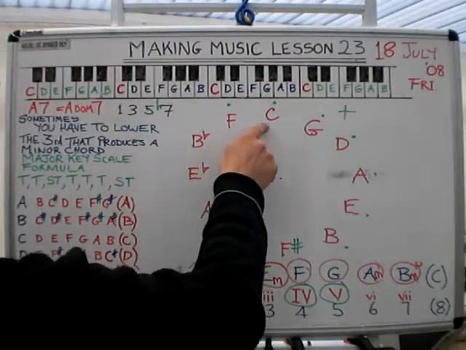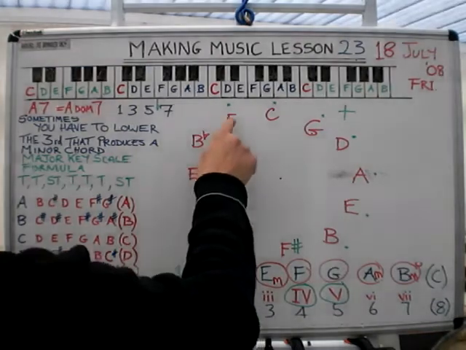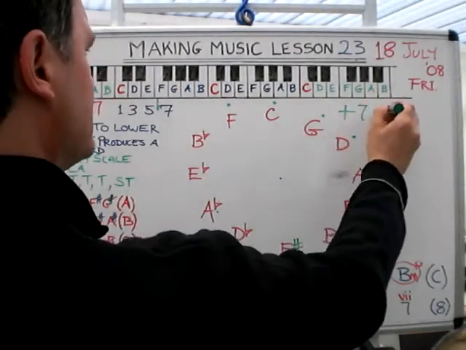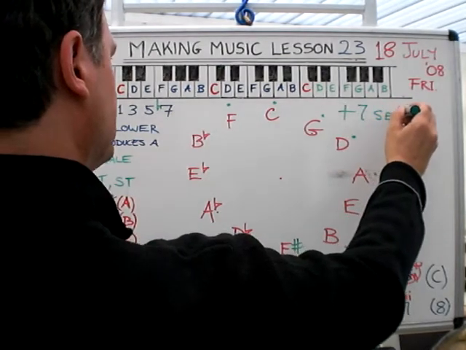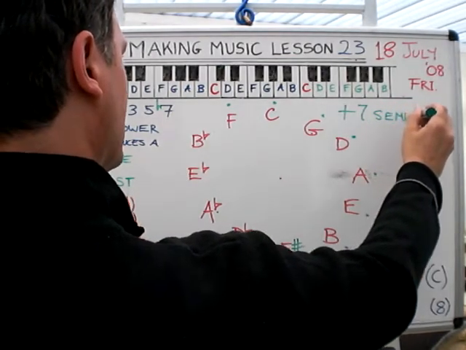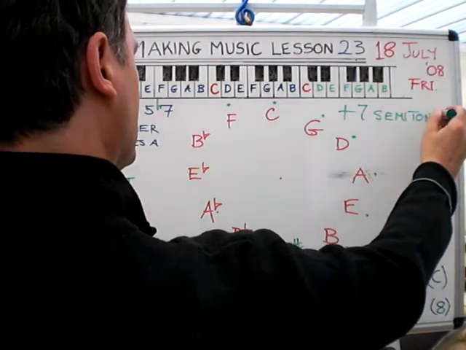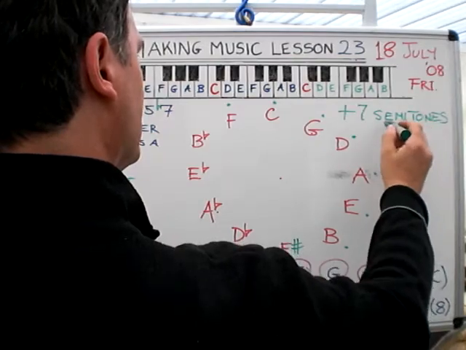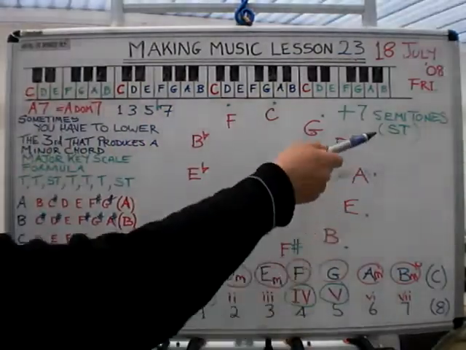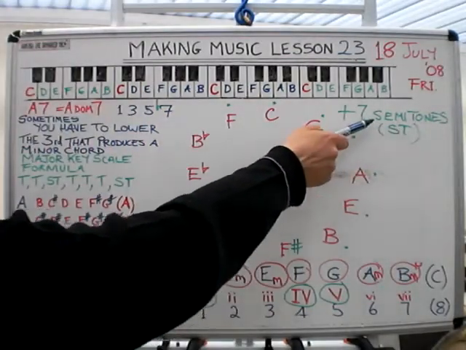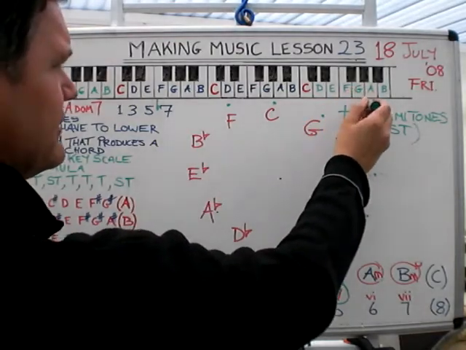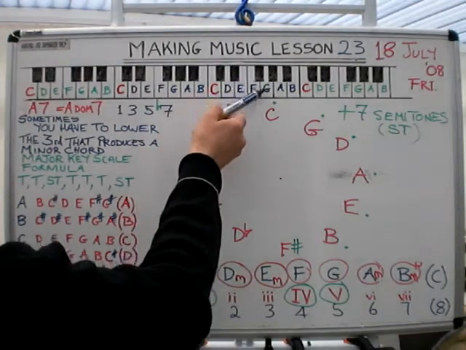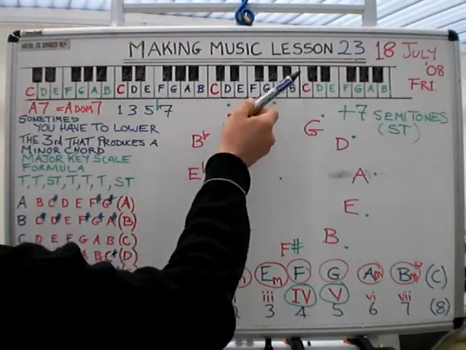But we can also start from this position F and go up 7 semitones. There's the acronym, semitones, 7 semitones. Let's just try that. F. 1, 2, 3, 4, 5, 6, 7. We'll land on the C.